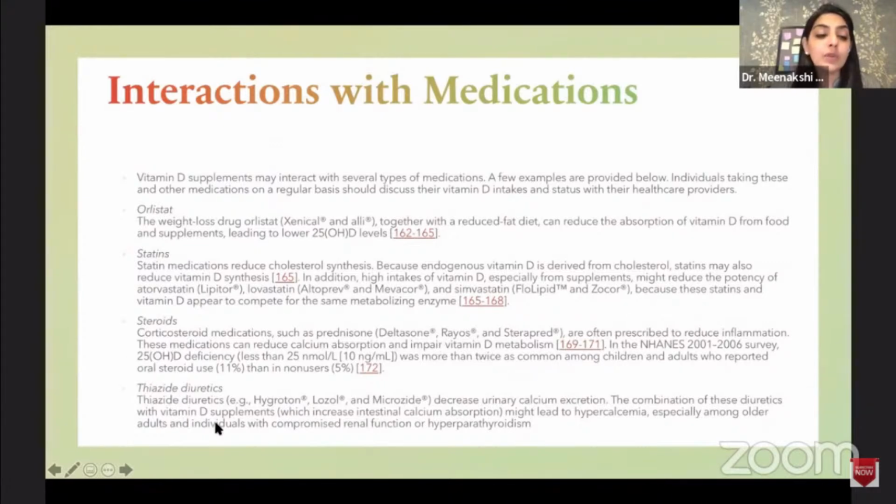Apart from this, thiazide diuretics. If you are taking any hypertension medicine and it has an H in its name, then most likely you are consuming something that contains thiazide. Hydrochlorothiazide has the H, and this will also derange the vitamin D levels in the body. So you need to keep this in mind as well. So with this, I would like to end the session today.